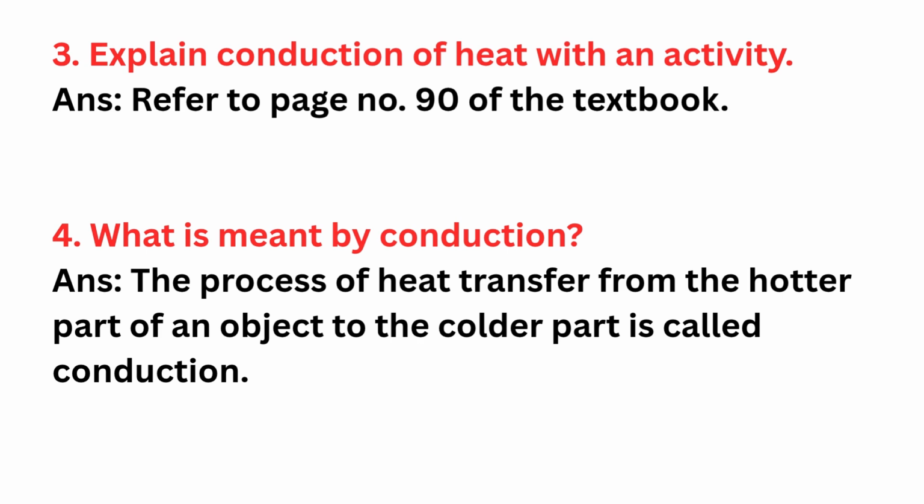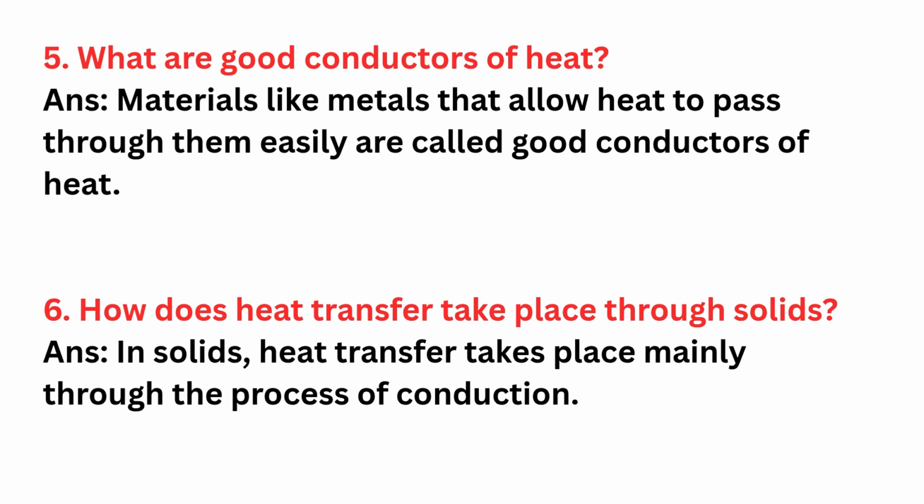Question number 3. Explain the conduction of heat with an activity. Refer to page number 90 of the textbook. Question number 4. What is meant by conduction? Answer. The process of heat transfer from the hotter part of an object to the colder part is called conduction. Question number 5. What are good conductors of heat? Answer. Materials like metals that allow heat to pass through them easily are called good conductors of heat.